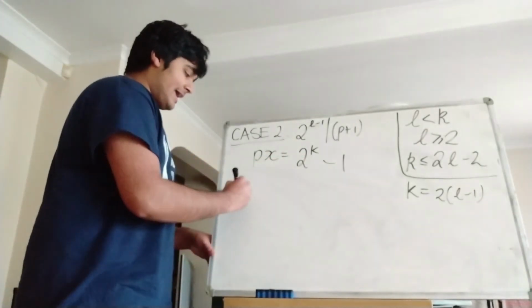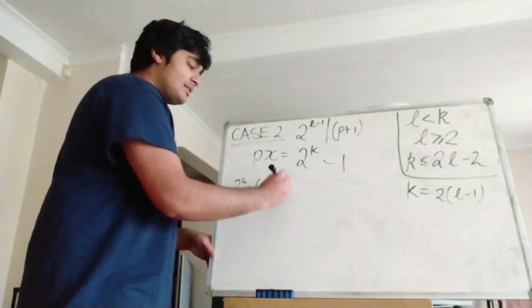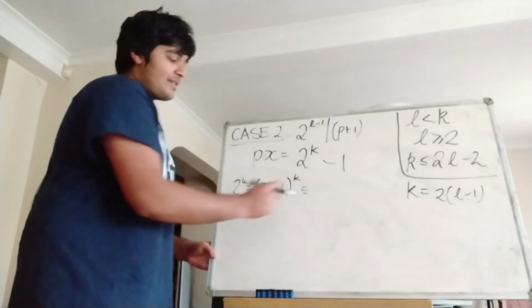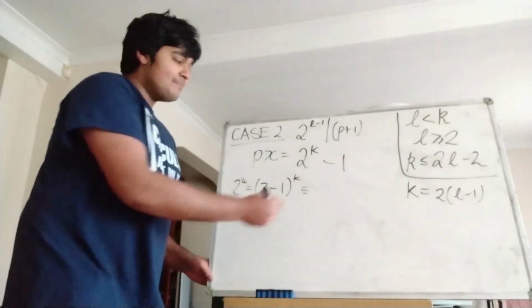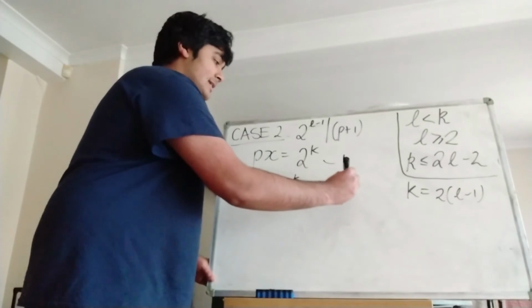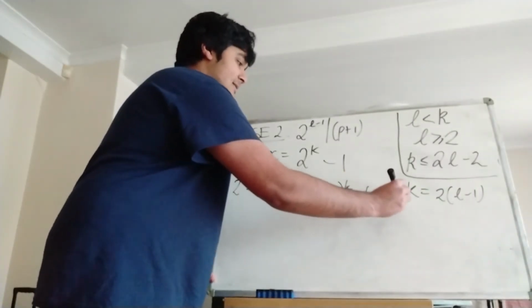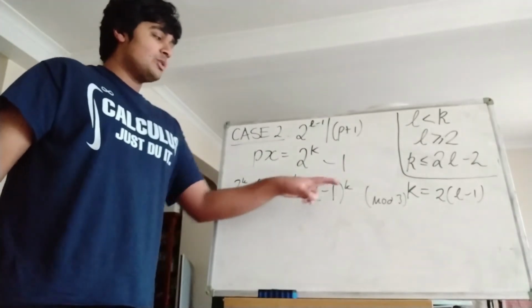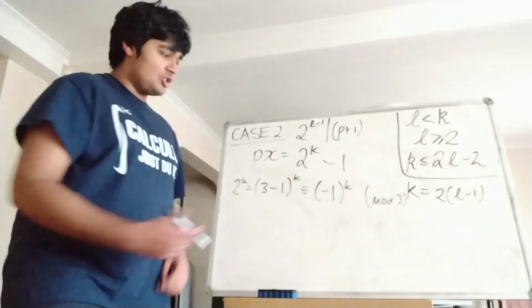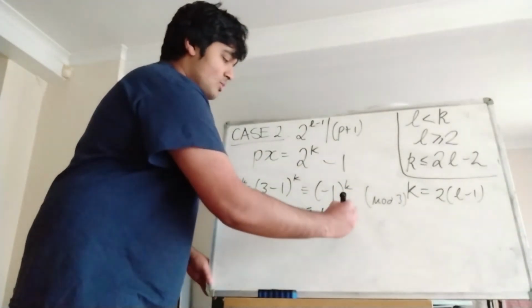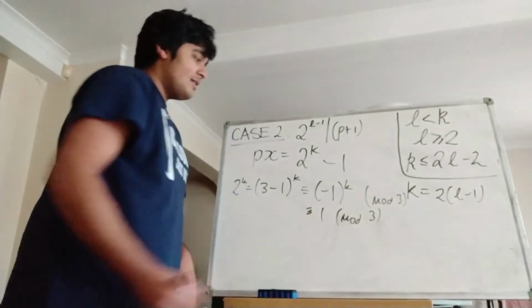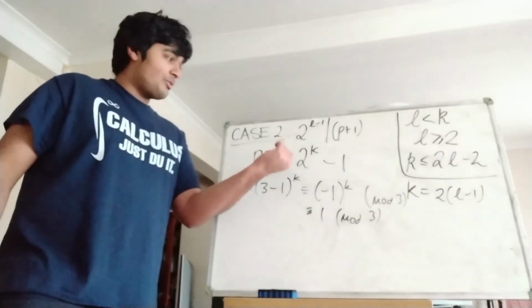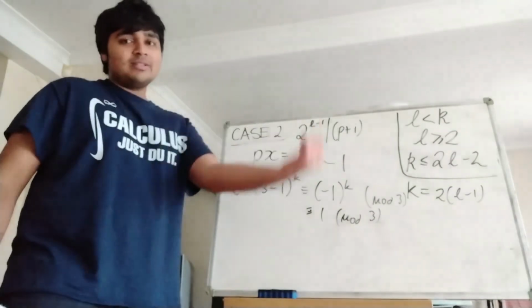This thing here, 2^k, is of course just (3 − 1)^k. But if I think of the binomial expansion of this, it's just going to be (−1)^k when I look at it mod 3, because every other term is going to be a multiple of 3. But of course, because k is even, (−1)^k is just 1. So this is congruent to 1 mod 3. Okay, so 2^k is congruent to 1 mod 3, so 2^k − 1 is congruent to 0 mod 3.